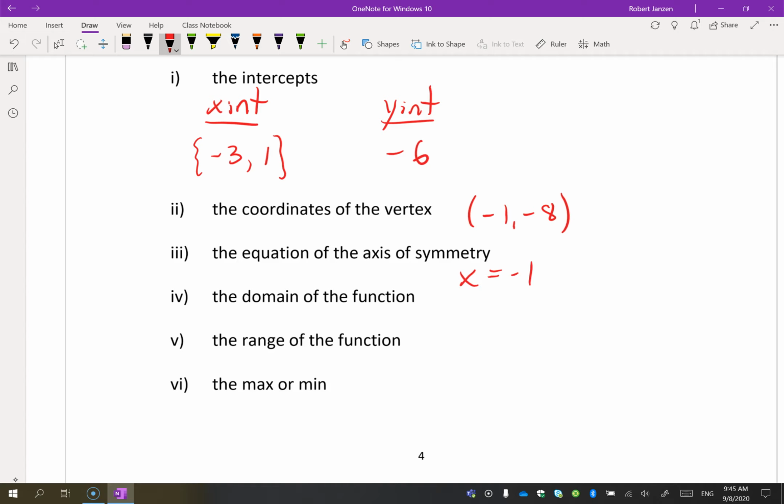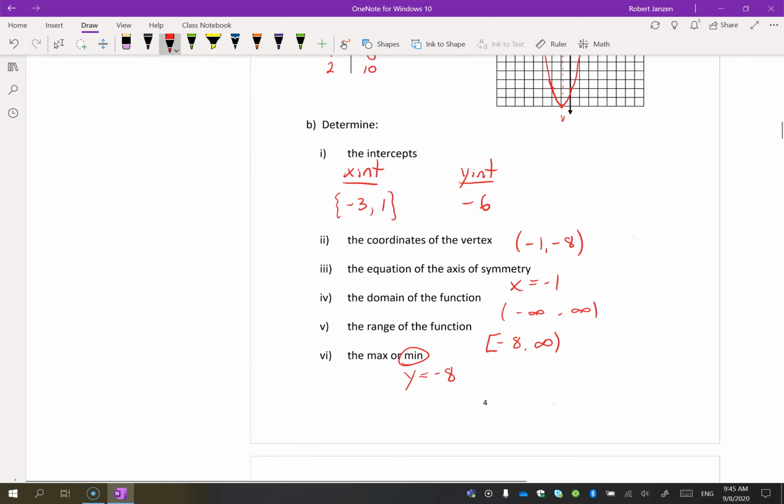The axis of symmetry is going to be x is -1. The domain, -infinity to infinity. The range is going to be from -8 to infinity. And this has a minimum point of y is -8. Okay?